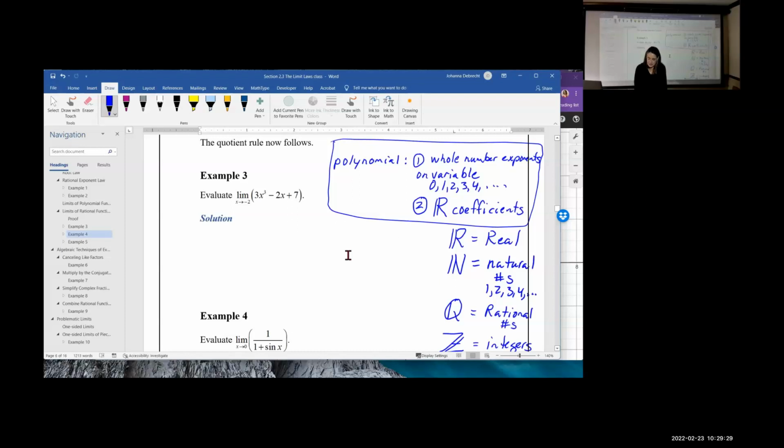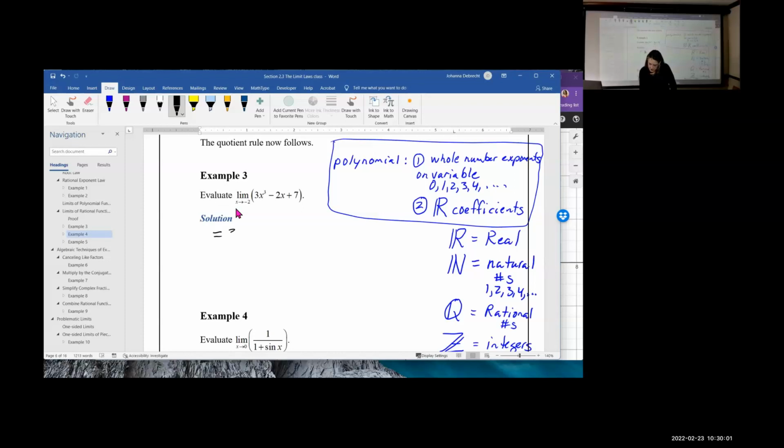Okay, let's take a look then at this example. We have the limit as x approaches -2 of 3x cubed minus 2x plus 7. The coefficients are 3, -2 and 7. Those are real. The powers on x are 3, 1, and 0, because the last one could be written as 7x to the 0. So those are whole numbers. So it is a polynomial. So we just plug it in.